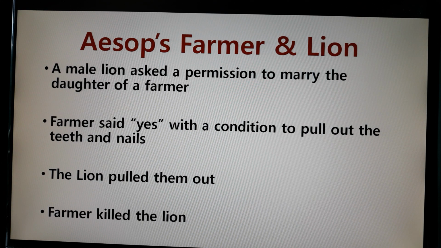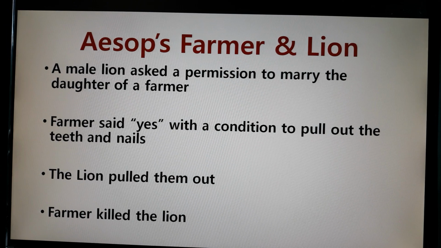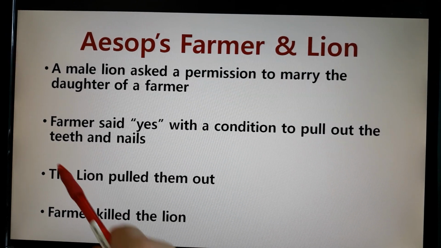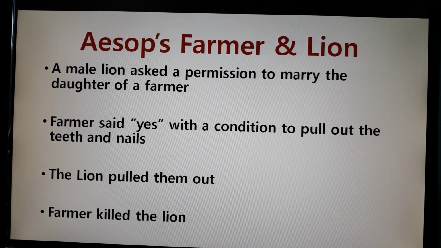Then he came back with an answer. The farmer said, "Yes, you can marry my daughter." Surprise! But then there's one condition. My daughter is a young and naive girl, and she is very afraid of your sharp teeth and claws. Claw is the nail of the big animal. So if you pull out all your teeth and nails, my daughter will marry you.